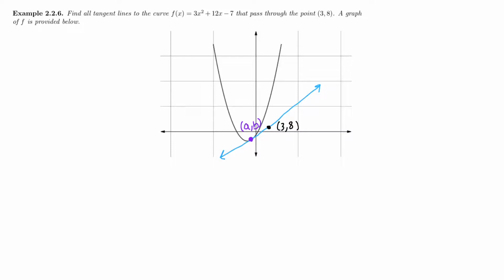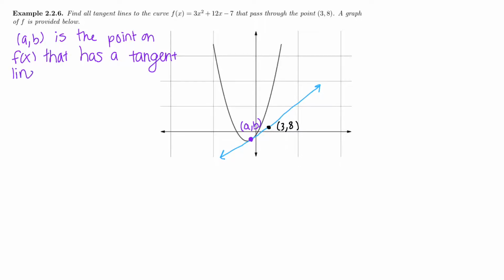It is the point where, let me write this down, a comma b is the point on the curve f of x that has a tangent line that passes through the point 3, 8.